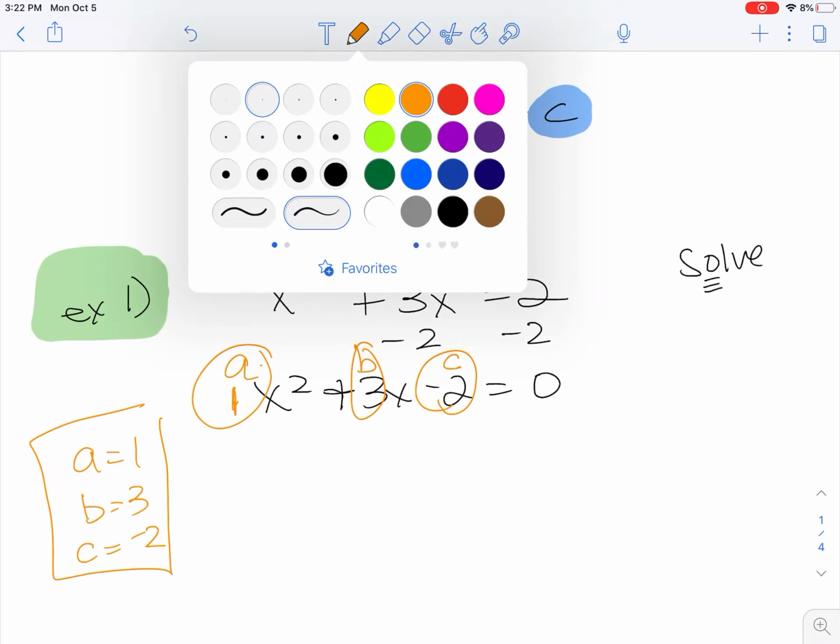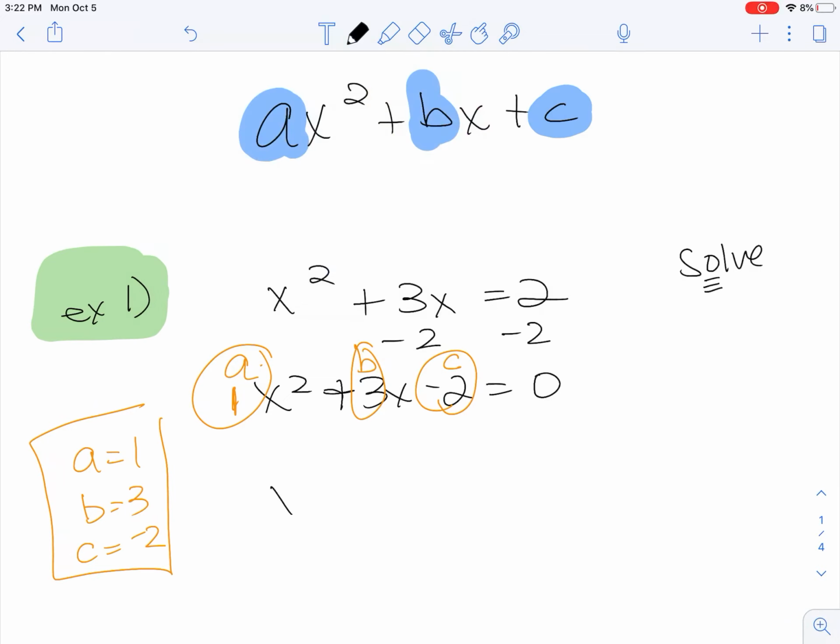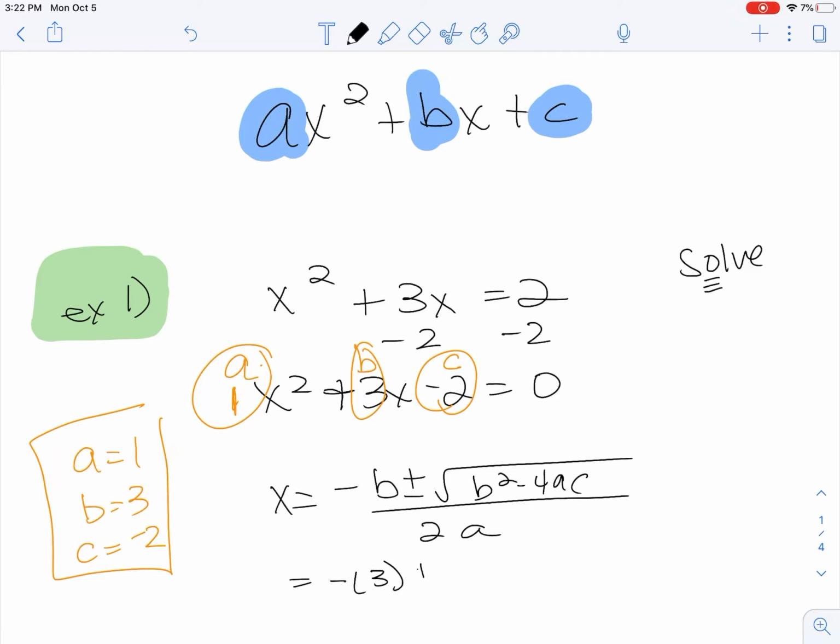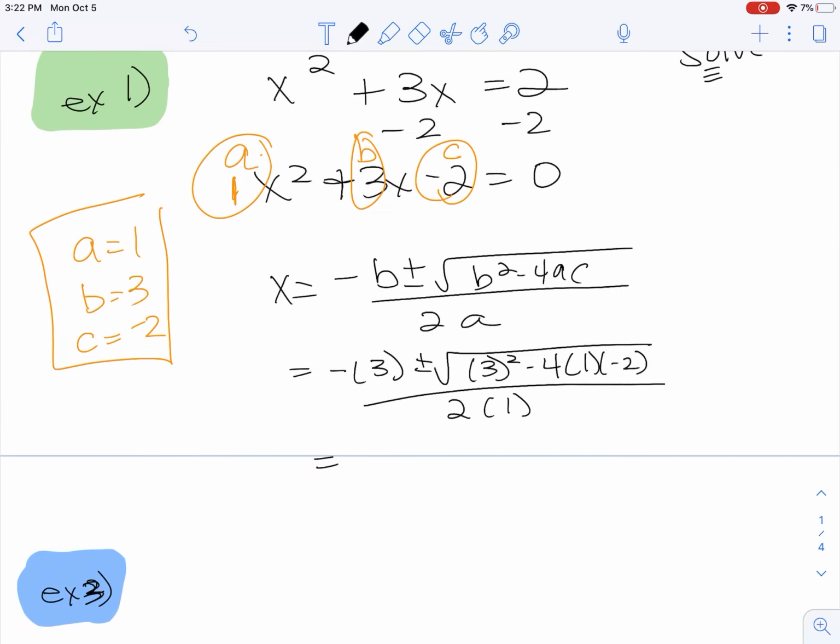Write that so that when we write down our quadratic formula, x equals negative b plus or minus square root b squared minus 4ac all over 2a, when we go to plug that in, all the numbers are right here. So we go negative b, which is 3, plus or minus b squared minus 4 times a times c all over 2 times a. When we do that, we just now literally you just do the math.